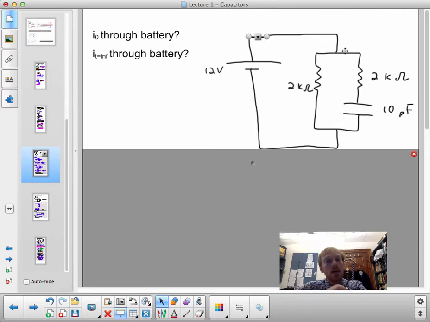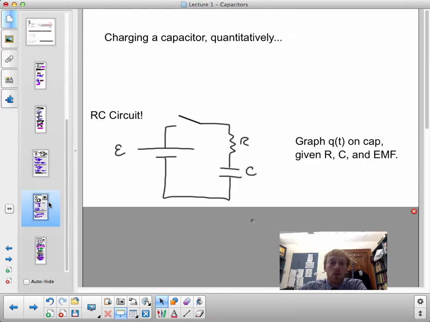And after a long time, as test questions like to say, after a long time, charge has built up on the capacitor maximally. No further current flows, and so the capacitor acts like a break in the circuit, acts like an infinite resistor. What happens between those moments?